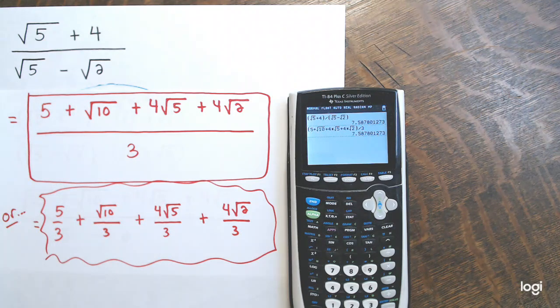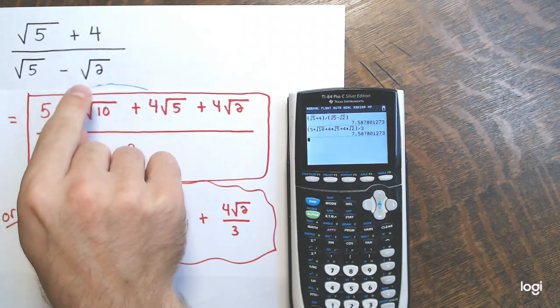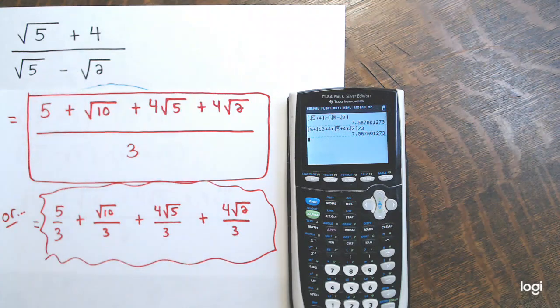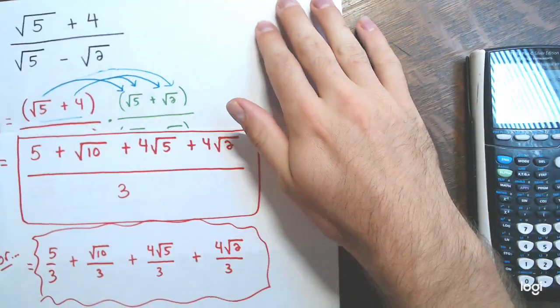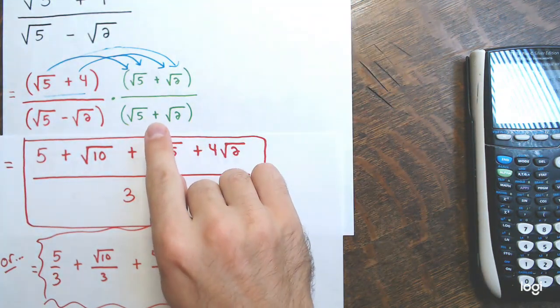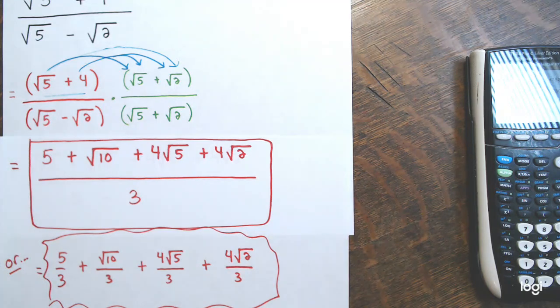Great. All right, so the key to take away from this today is that if you're being asked to rationalize a denominator with square roots and 2 terms, you must multiply the numerator and denominator by the conjugate of those 2 terms, the conjugate pair. Then you'll end up with a difference of squares, and you'll get rid of those radicals, those square roots in the denominator.